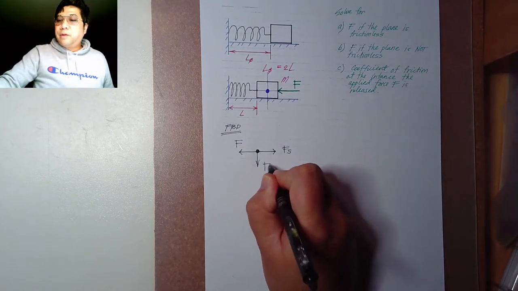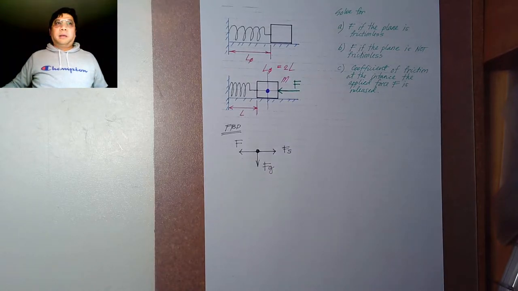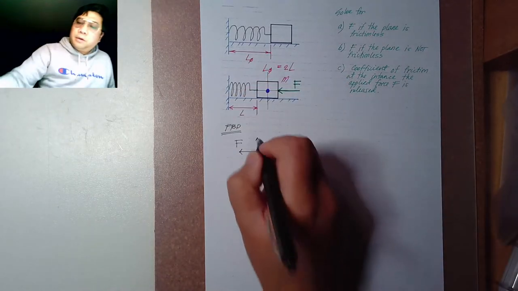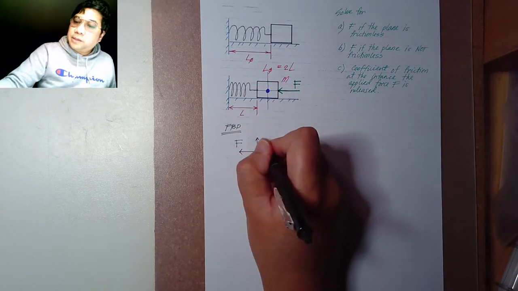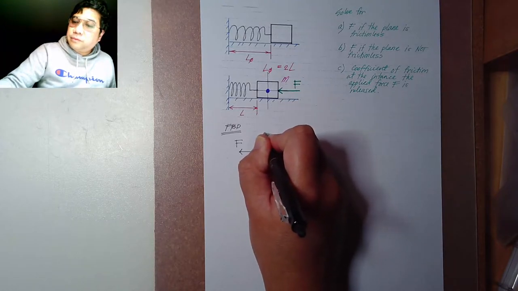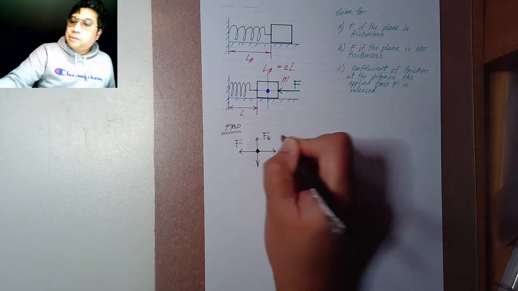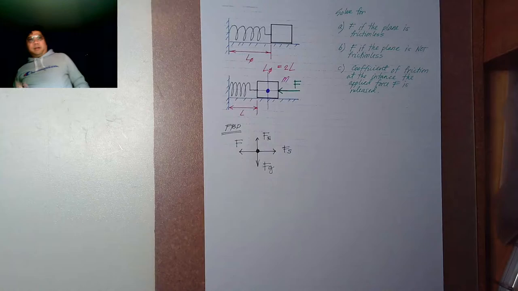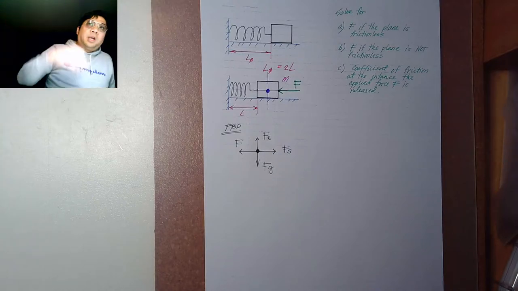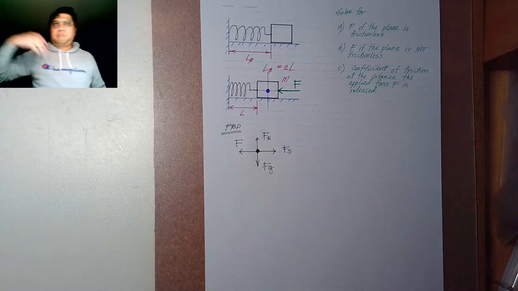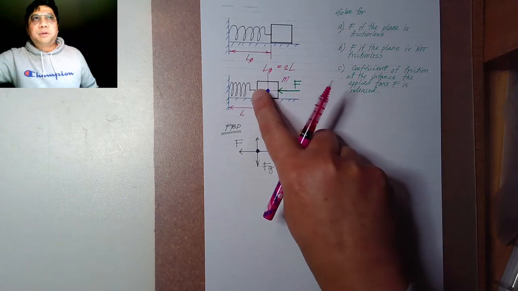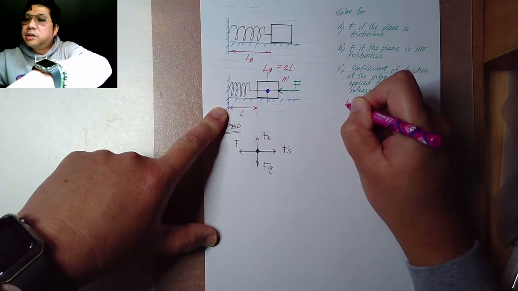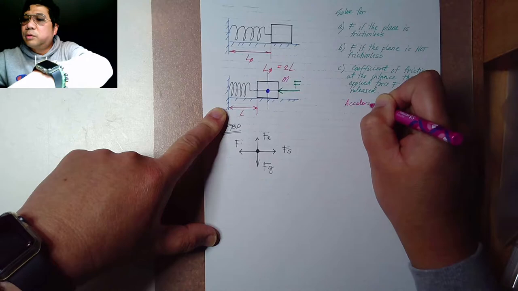So we have this force of gravity, and we have the normal force, which is going up against the force of gravity because the block is on a horizontal surface. So this is our normal force, Fn, and Fg. For letter A, let's take a look at this one. If you have the force right here, we all know that in this condition there is no change in the state of motion.